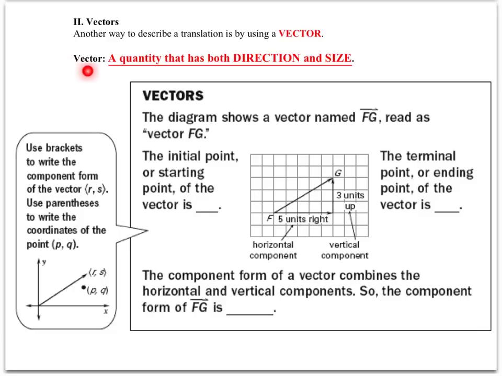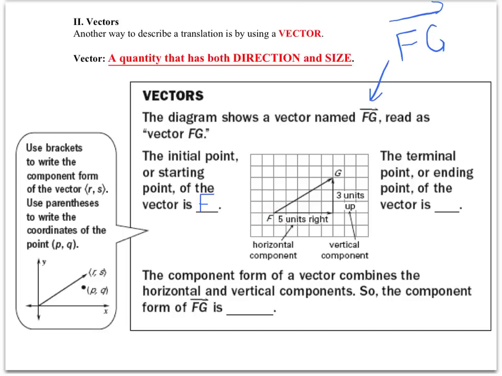We're going to use a vector to describe a translation. And a vector has both direction and size. So when we're looking at this picture, we're going to focus on the vector FG, right here, the hypotenuse of this right triangle. And it's important how this is written. The diagram shows a vector named FG. What that looks like is FG with an arrow on top. It's important that F comes before G, because what this says is that the initial point or starting point of the vector is F. So it starts out at F.